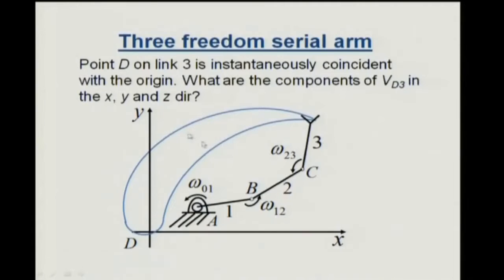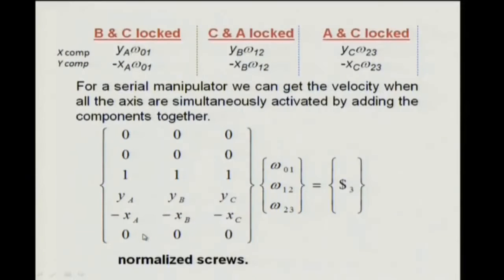Let's flick back. So if I lock these two axes, then this is rotating about this joint, then the velocity of a point here will be basically omega cross r, right? So omega is omega 0 1 times this radius from here to here, cross product of that. So that is exactly what has been done.